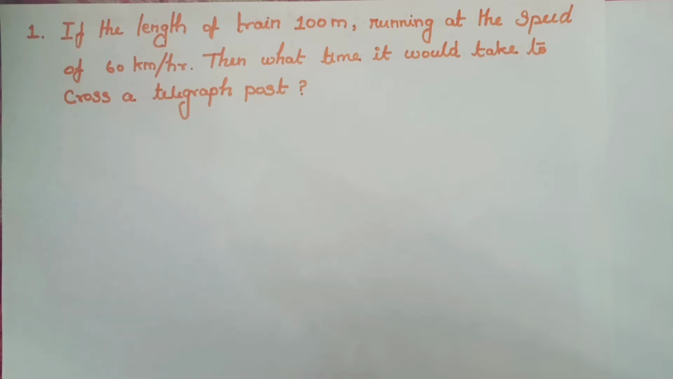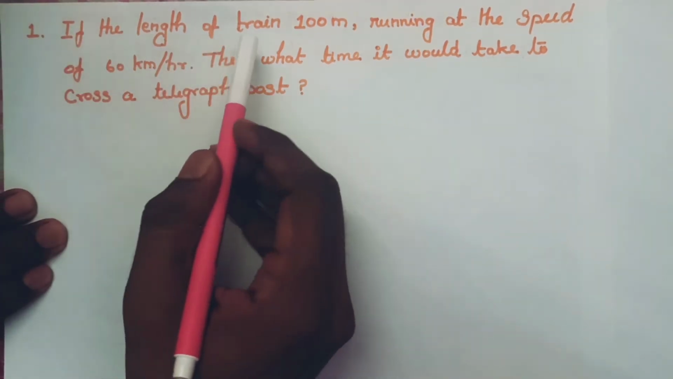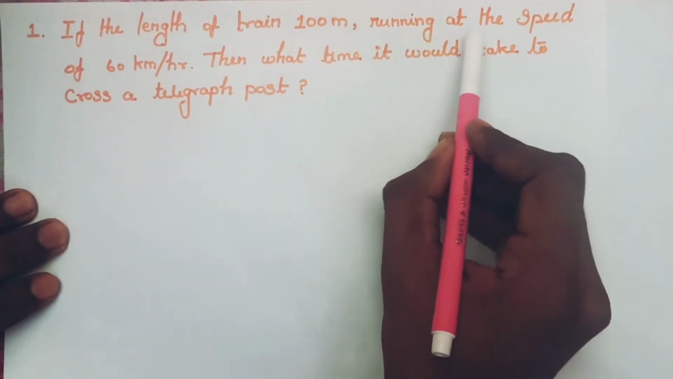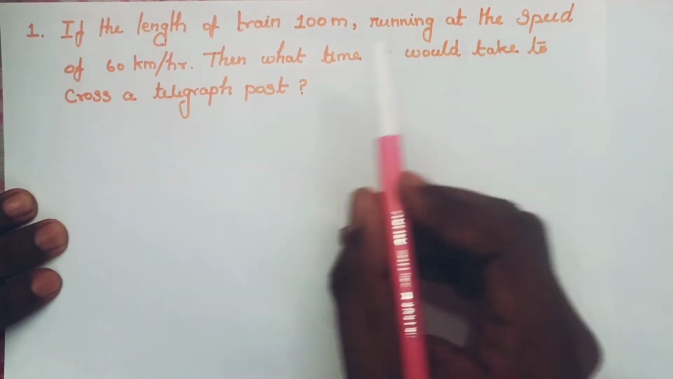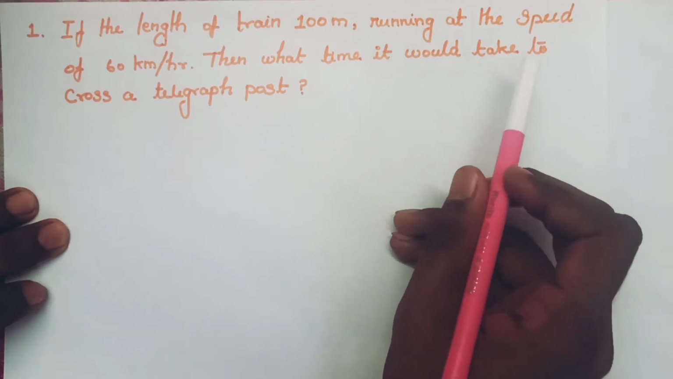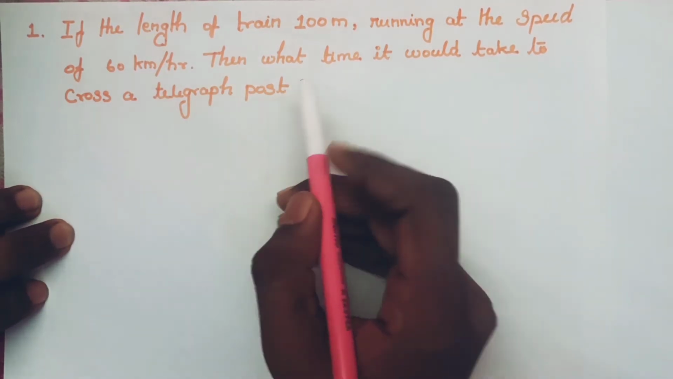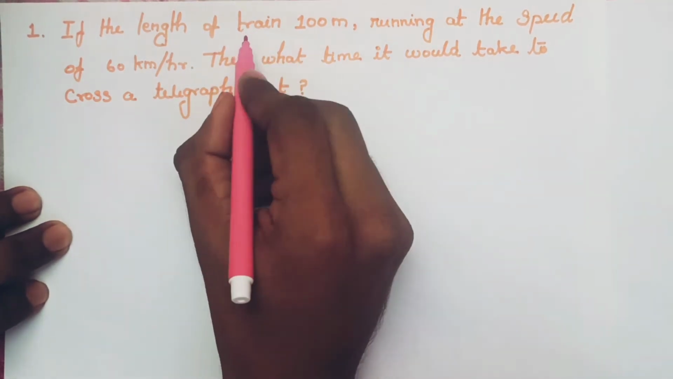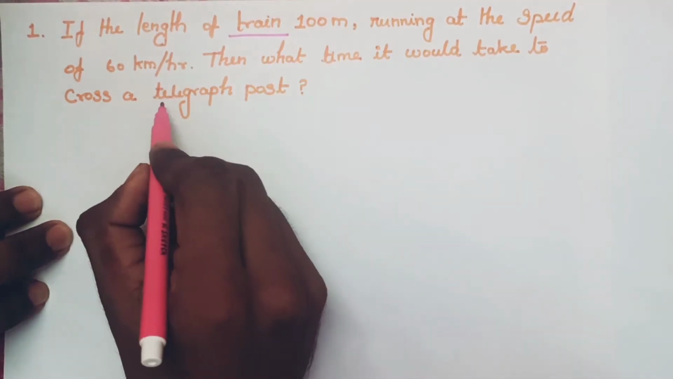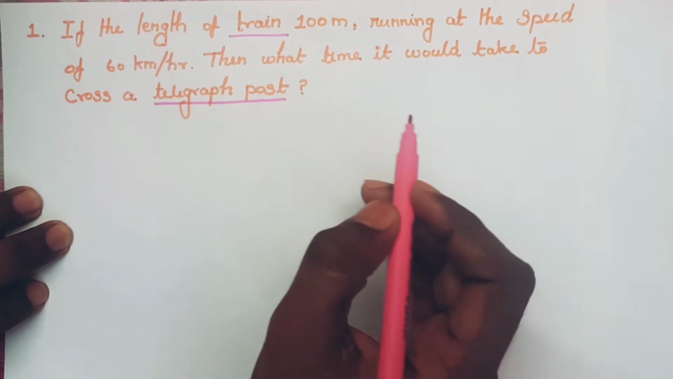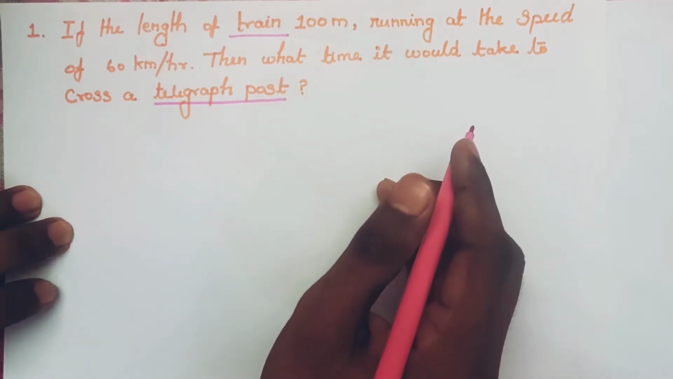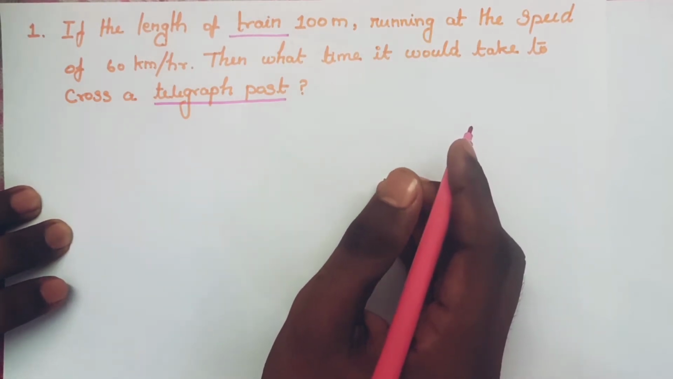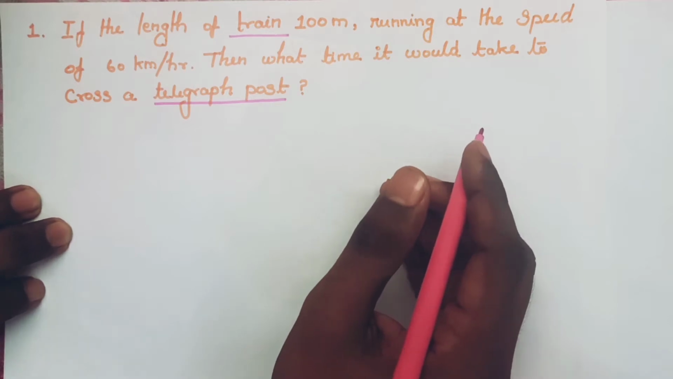The first question: if the length of the train is 100 meter, running at the speed of 60 km per hour, then what time would it take to cross a telegraph post? Here, let me check the keyword first. Train is your first keyword and telegraph post is your other keyword. Then obviously it comes under the point method, the basic that we have seen in the previous video.